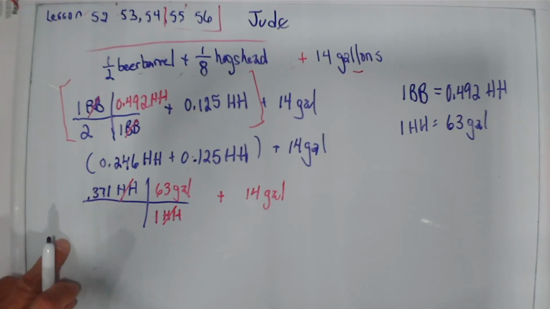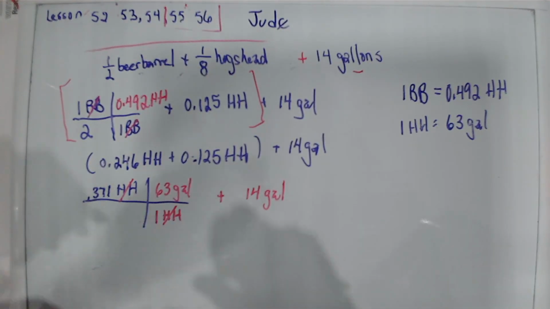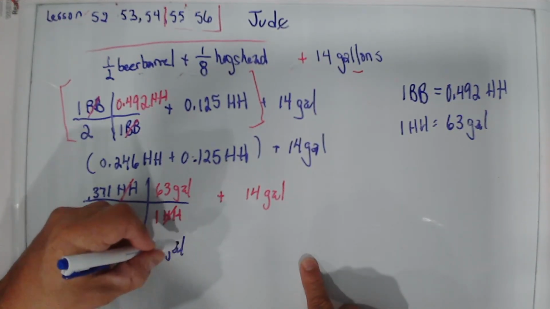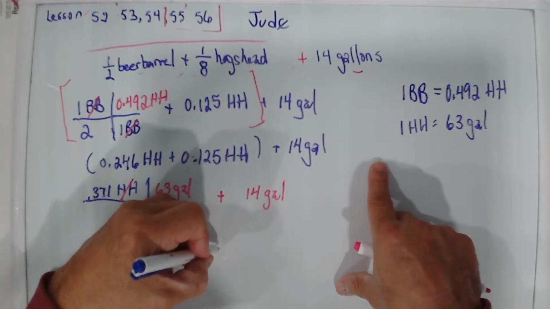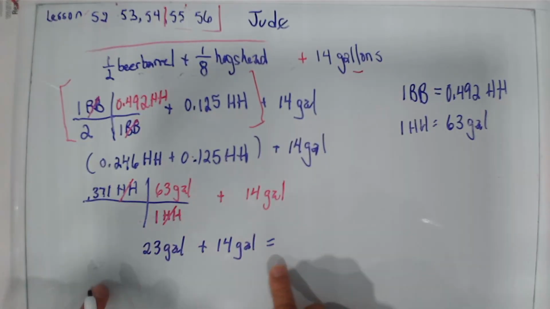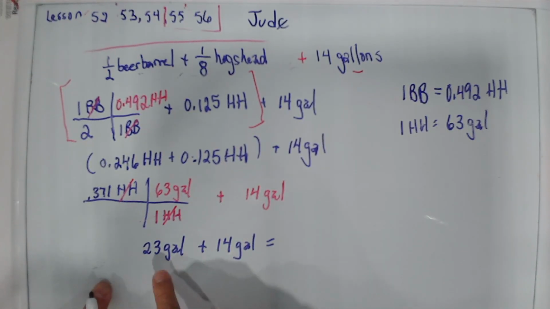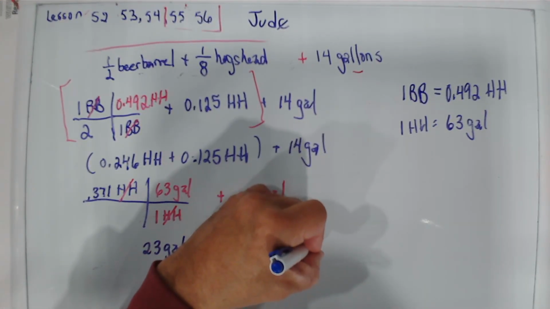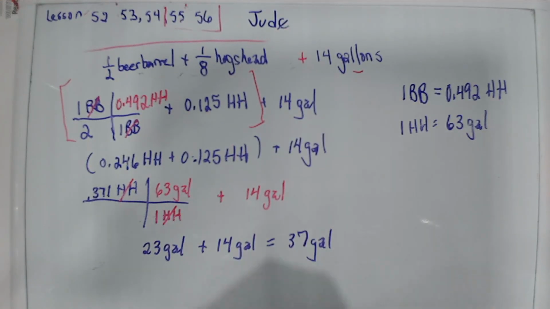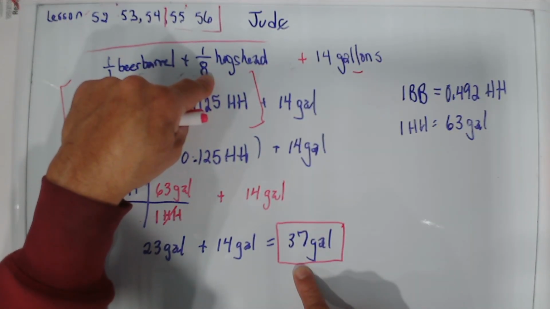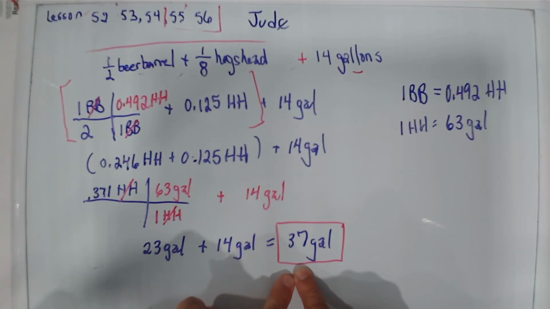So when I multiply these together, I get 23 gallons plus the 14 gallons that they gave us. And when we add these together, you can see 37. That's going to give us 37 gallons. So we converted it where we wanted to go. So we see half a beer barrel plus 1/8 of a hogshead plus 14 gallons gives us 37 gallons.